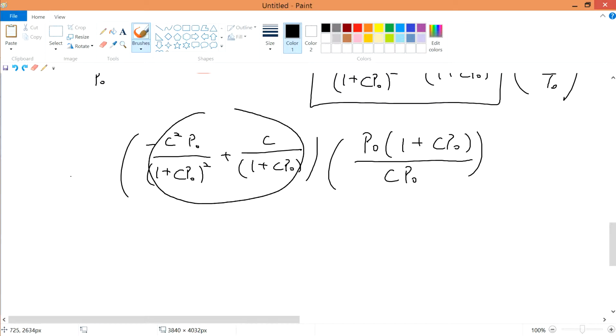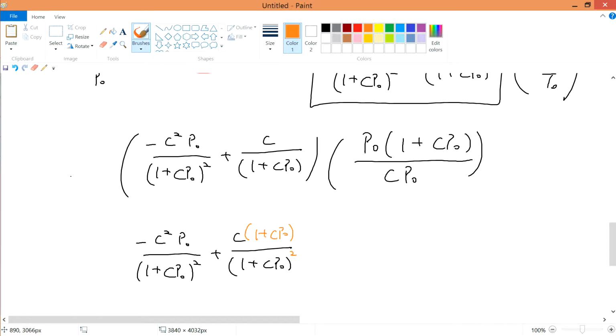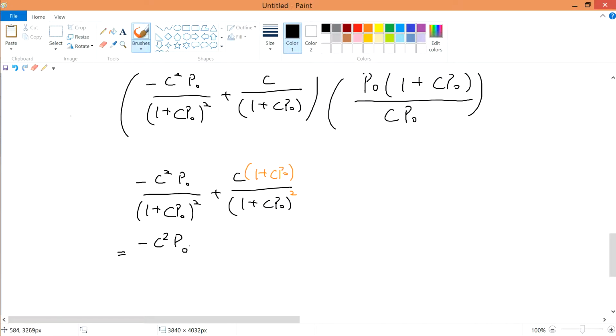So what I can do is actually to do something with this. Alright, because it's just some fractions. So I'll just simply multiply them by this. Alright, so I'll just simply multiply 1 plus Cp naught over there, so that it is the same fraction. Alright, if that's the case, minus C square P naught over here, plus, I'll just multiply it in, I'll have C plus IC times C naught, C squared, now is C square P naught, over 1 plus Cp naught square.